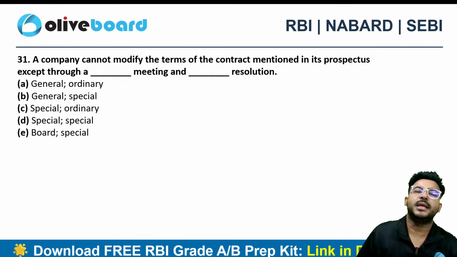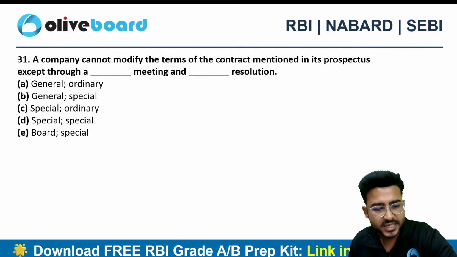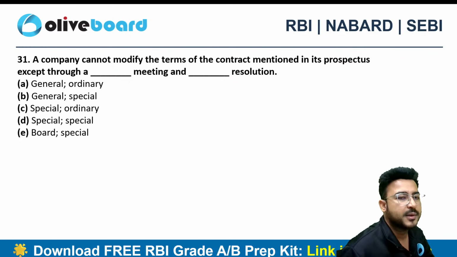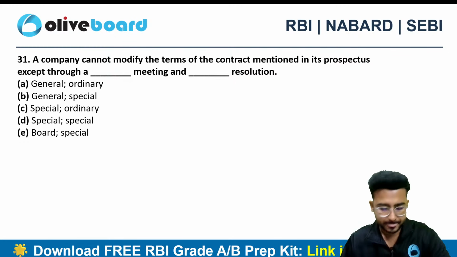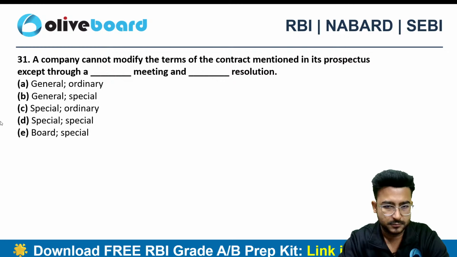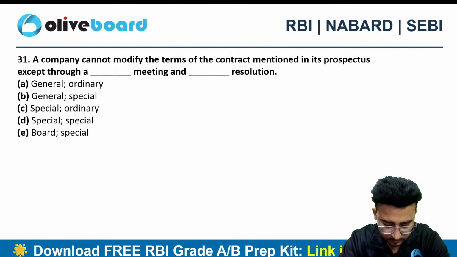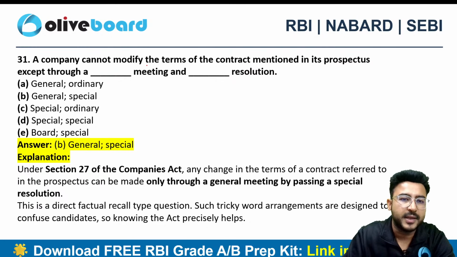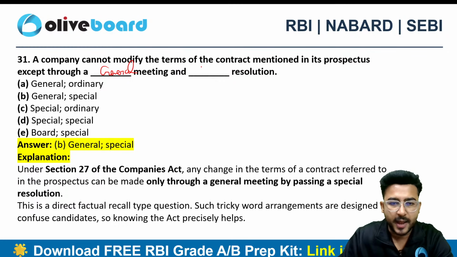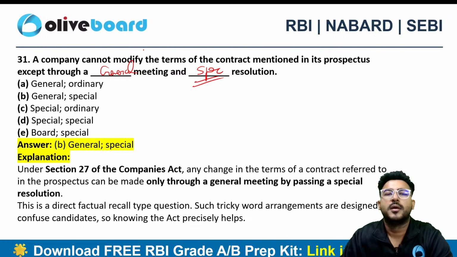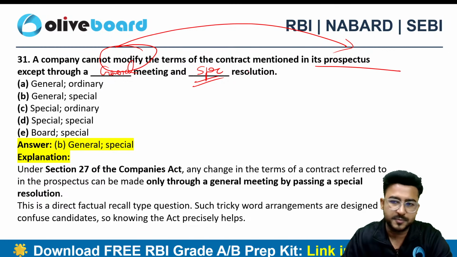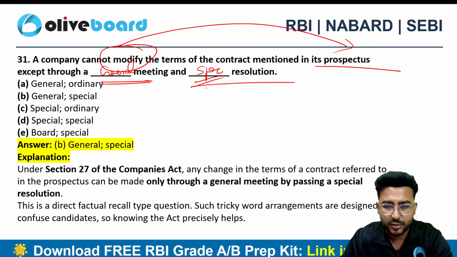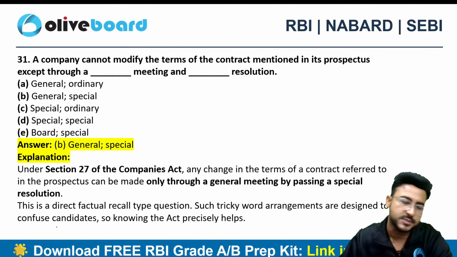Next one. A company cannot modify the terms of the contract mentioned in the prospectus except through a dash meeting and a dash resolution. Through a general meeting and a special resolution. If you want to modify any terms related to the prospectus, you need to do it in the general meeting, and that too a special resolution is required. Special resolution is very much required.